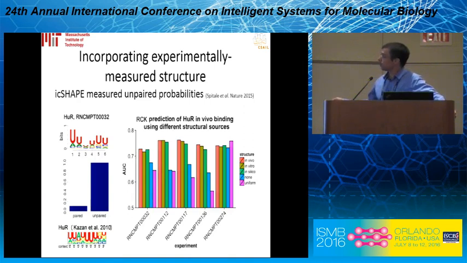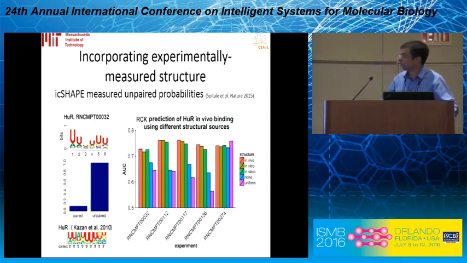So here in vivo and in vitro refer to the icSHAPE data. In silico refers to running RNAplfold to get predicted structure probabilities. None refers to using no structure scores, just using the sequence scores. And uniform is predicting a probability of half for each nucleotide being paired or unpaired.